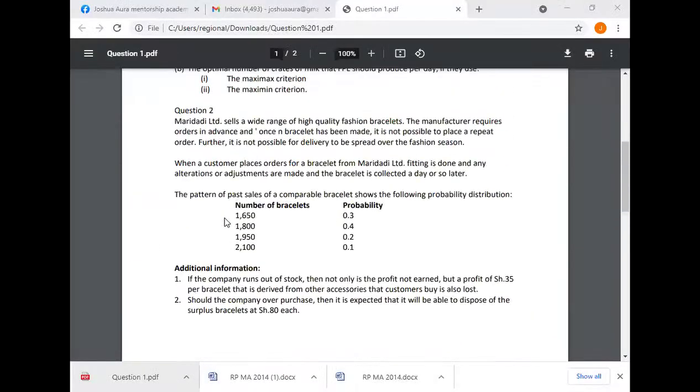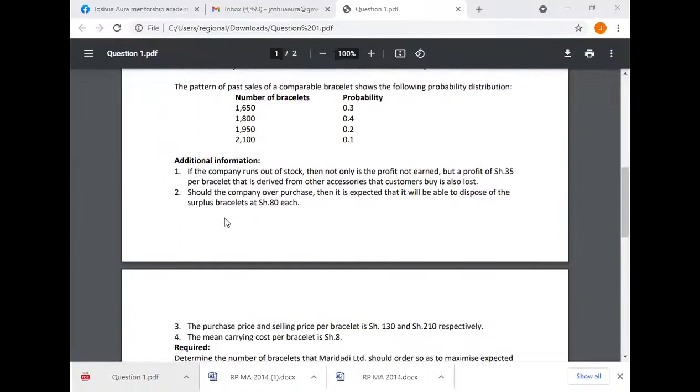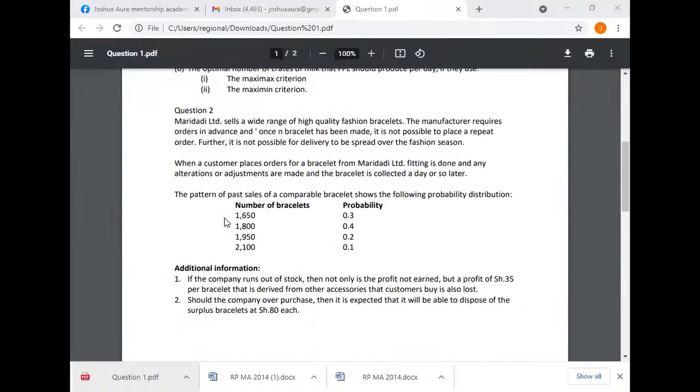So there's a question that they brought to us some time back, and I can assure you, if there are any students who got this right in Kenya, they could not have been more than 10 in the entire country. Many students were not able to come up with a payoff table. You must have seen this kind of question in your past paper.